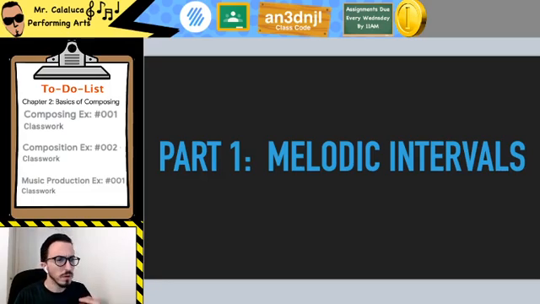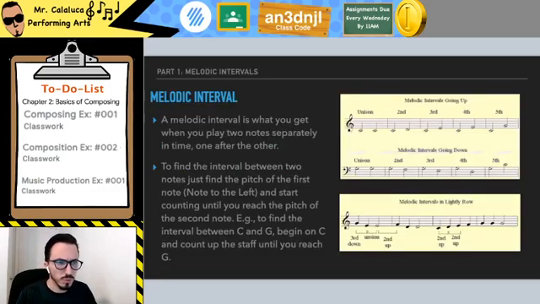However, let's keep going. Melodic intervals. What is a melodic interval? A melodic interval is what you get when you play two notes separately, one after the other. If you notice the little picture to the right, it's a note and another note. We're going to talk about the relation between those notes. The first notes there are the same note, which we call unison, or label as 1.